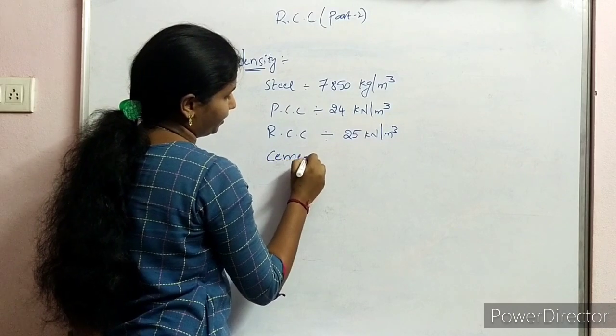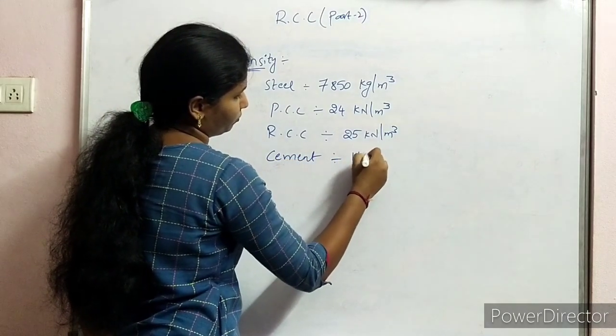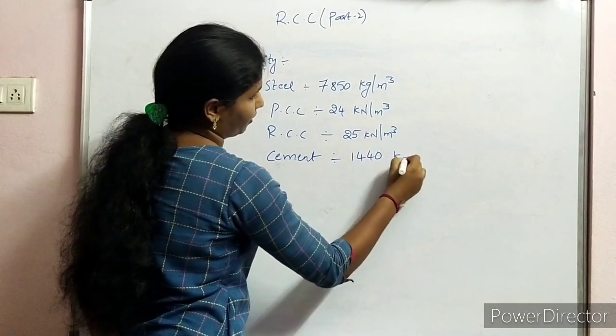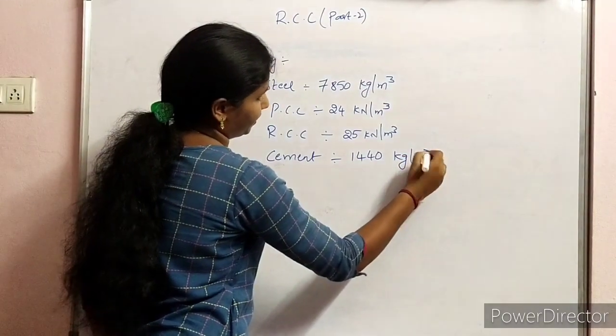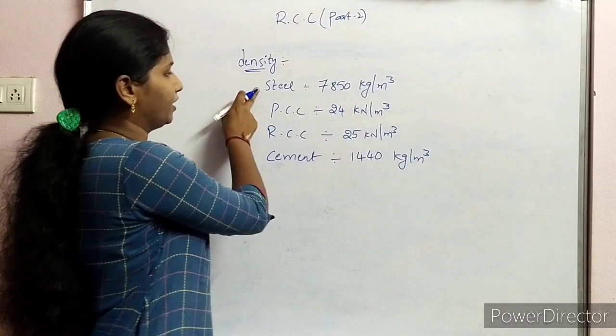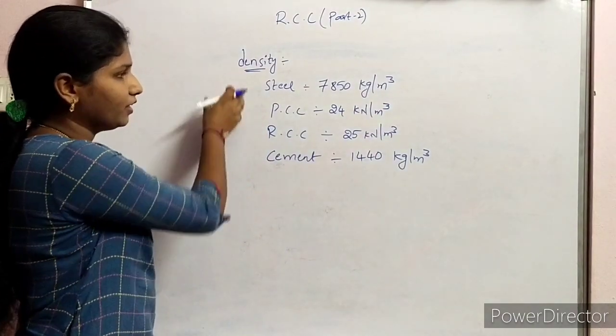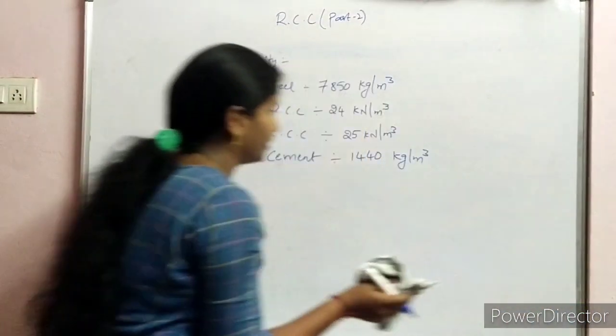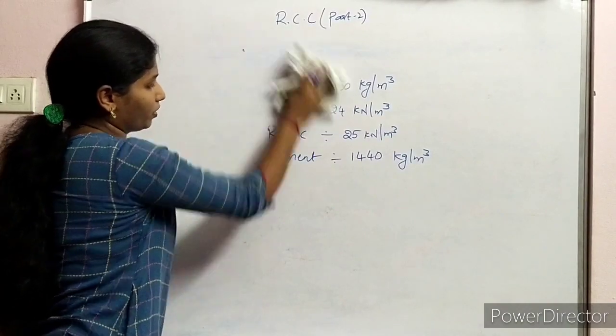Cement density is 1440 kg per meter cube. This is the density of cement. The densities of cement, steel, PCC and RCC are very important in the calculation part.